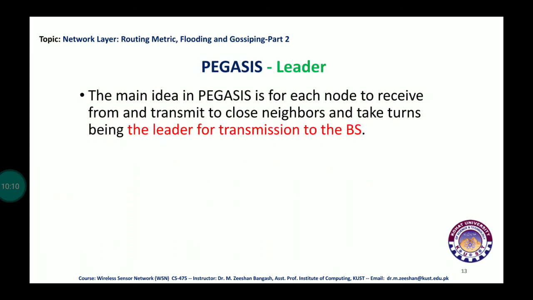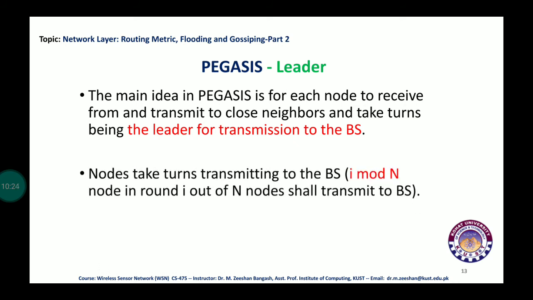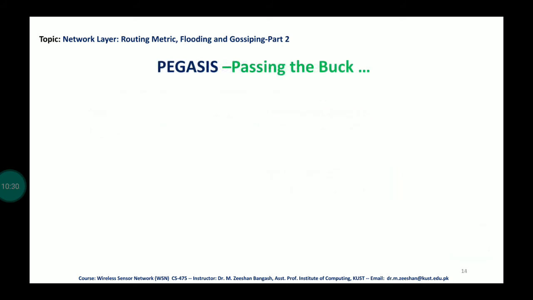So this is the leader protocol. The main idea in PEGASIS is that each node receives from and transmits to the close neighbors, and takes turns being the leader of the transmission to the base station. So the nodes take turns transmitting to the base station, and PEGASIS has another concept of passing the buck, that the token passing approach has been used.